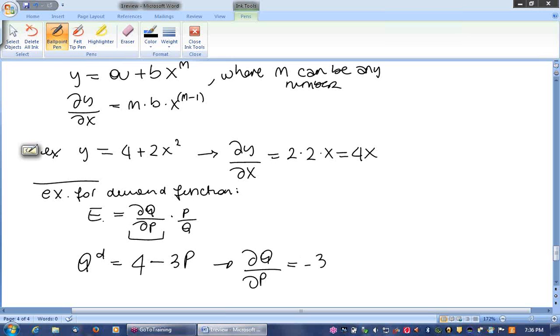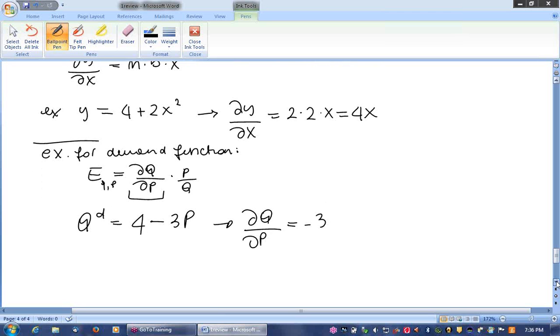Yes, E is elasticity of the quantity to the price. So in this case, the elasticity would be equal to minus 3 times the price over the quantity, which here are not specified. Okay?